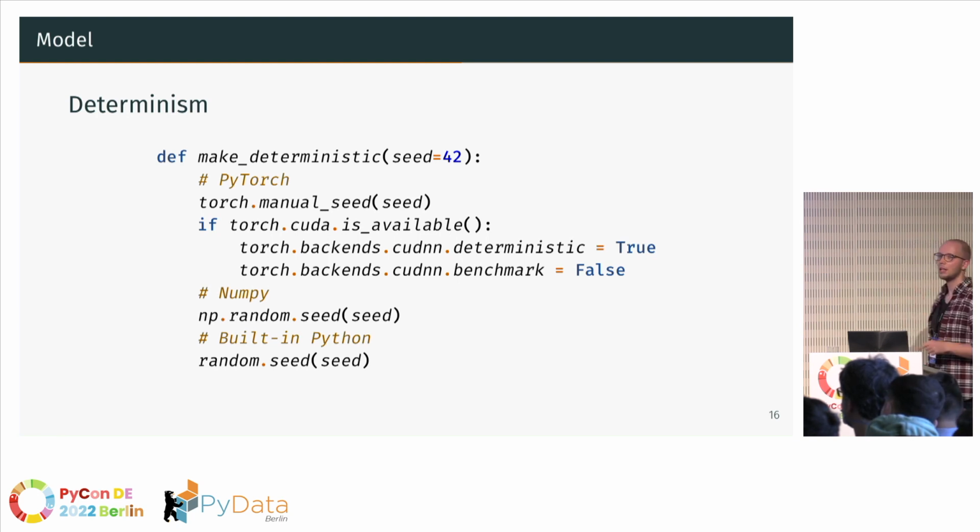So this is a little helper function that I've written for my tests. It's just called make_deterministic. First of all, it sets the manual seed in PyTorch. Then it sets the cuDNN backend to deterministic, because otherwise cuDNN will try to find the best algorithm for your stuff, and this may lead to problems later on. It sets the NumPy random seed and the Python random seed too. Okay, I have to speed up a bit here.